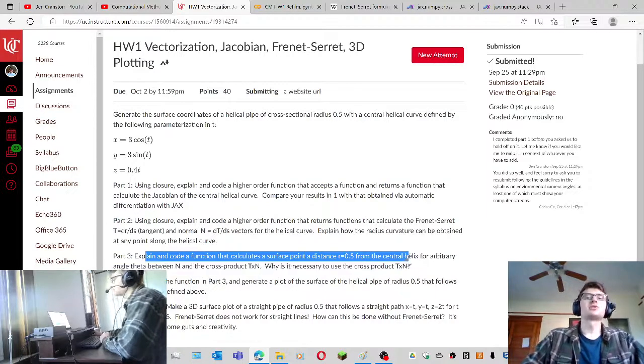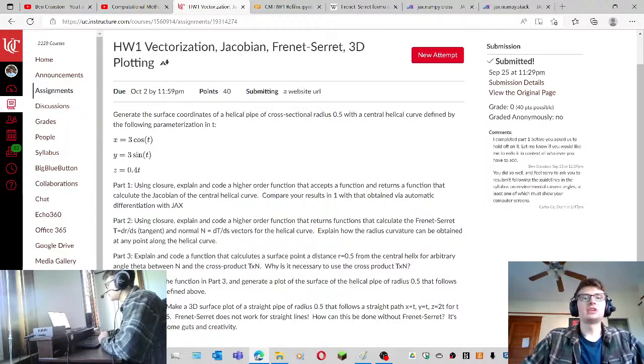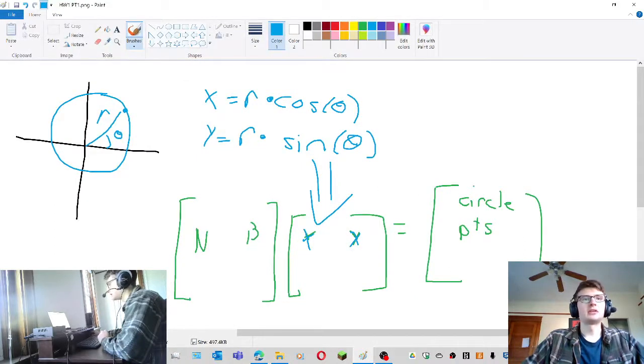Why is it necessary to use the cross product of t times n? So basically I need a function that makes a surface point at a specified value of t and of theta. The t isn't necessarily stated here, but it's implied, as is the angle theta. So what does any of this mean? What am I trying to get at? Well, let me go into Paint and I will explain it very quickly.